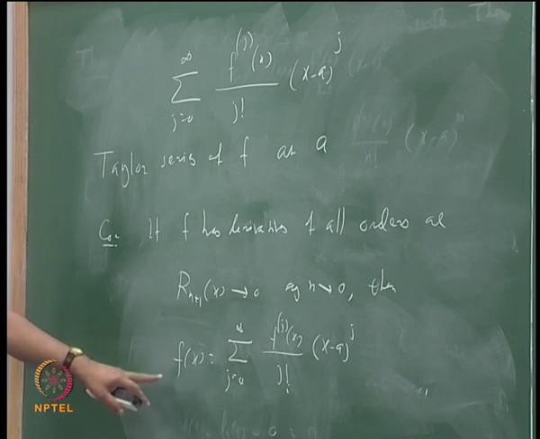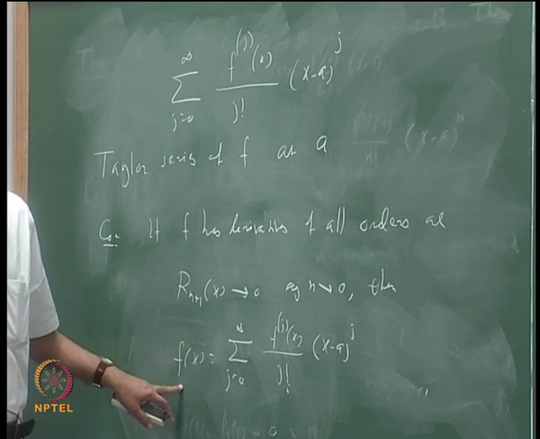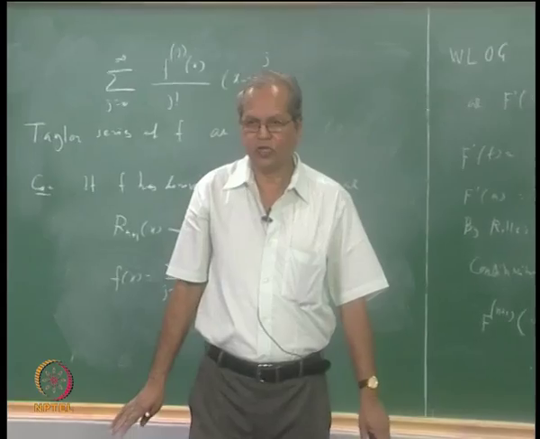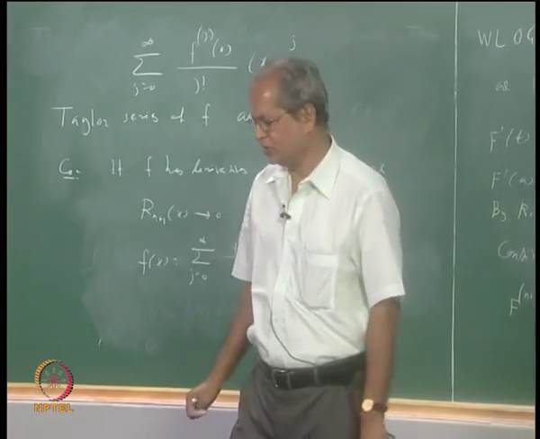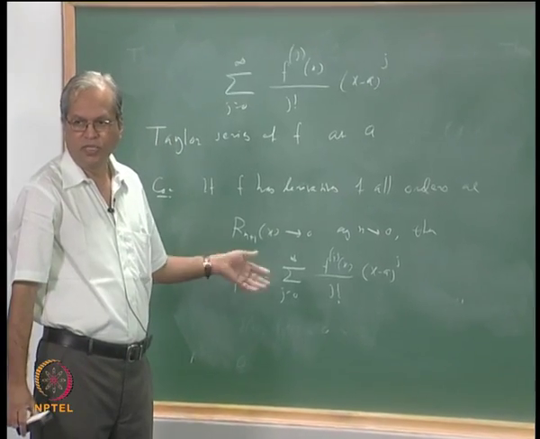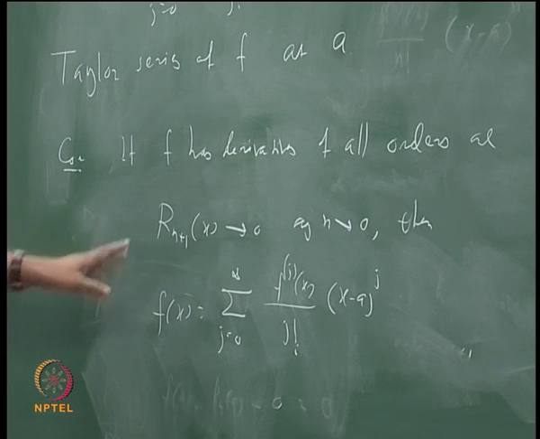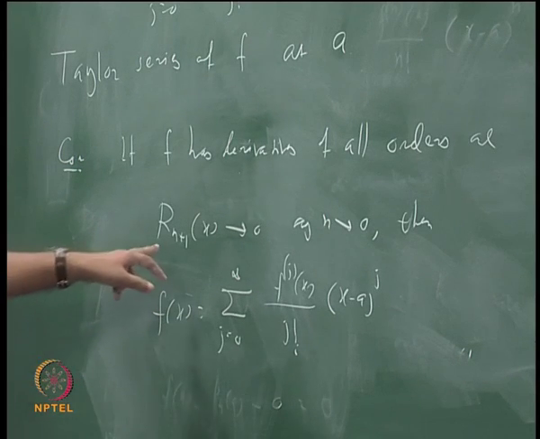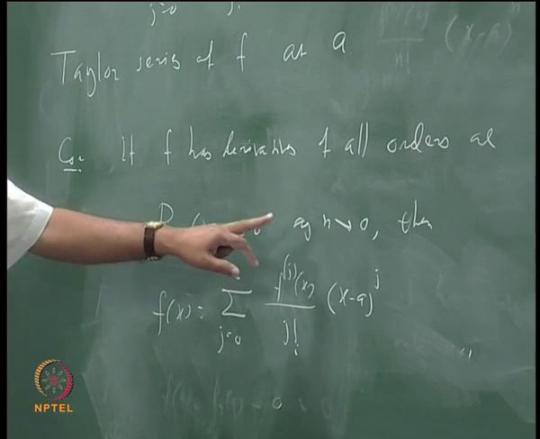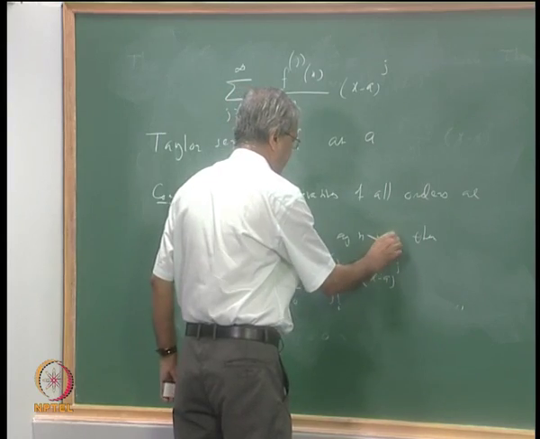So this means the Taylor series converges to the values of the function f. Remember, this may or may not happen for all functions. There are various possibilities: the Taylor series may or may not converge, and it may converge but not to the value of the function f. All those possibilities are there, but none of them happens if R_{n+1}(x) tends to 0 as n tends to infinity.